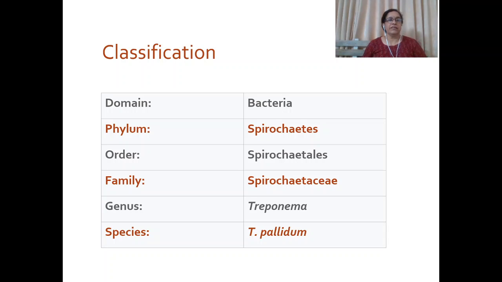While studying this Treponema, one should know its classification. So here domain is bacteria, that is prokaryote, phylum Spirochetes, their order is Spirochetes, and family is Spirochetaceae. The important genus included in this family is Treponema. And here the species pallidum that we are going to study in detail.